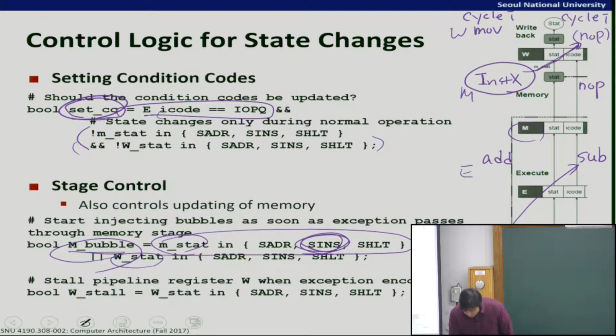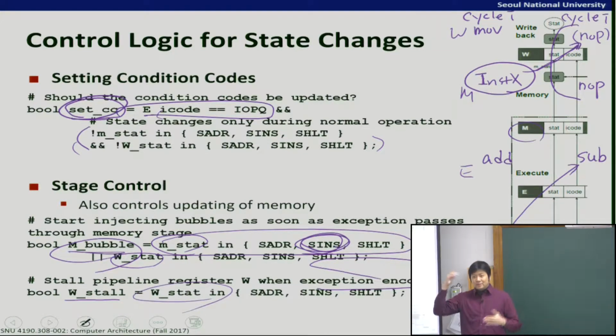The point is, these two stages will simply keep having nops, only nops. That's basically the behavior in this pipeline. In the following cycle, if you have an exception here, then you're basically going to stall. That instruction will stay in the write-back stage forever. It's a stall, right? That's how we actually stop the pipeline.